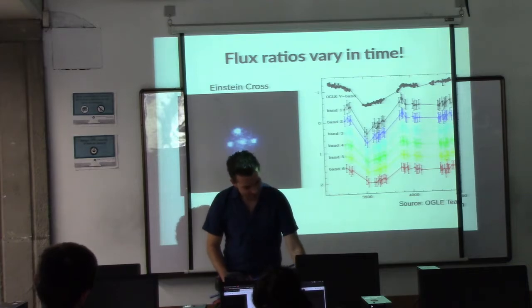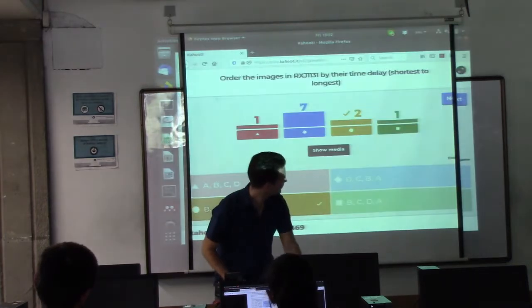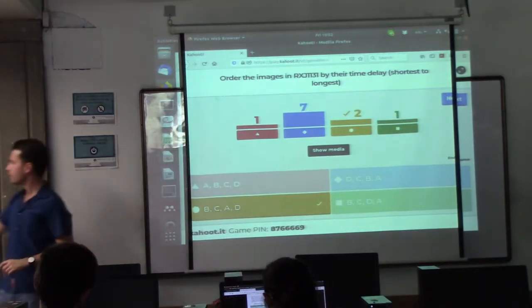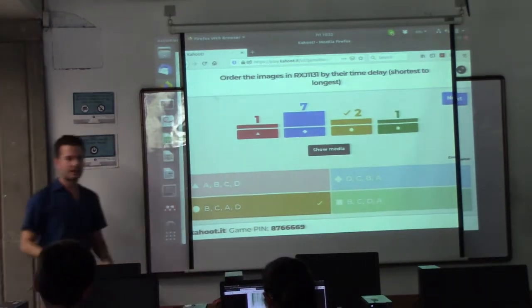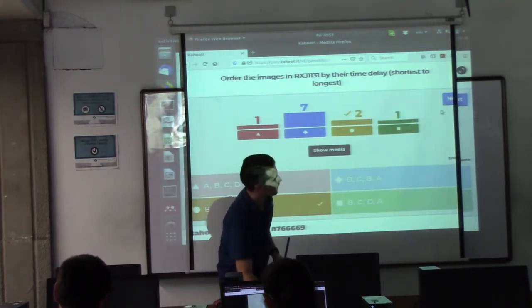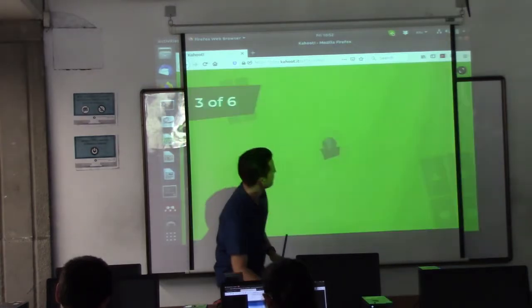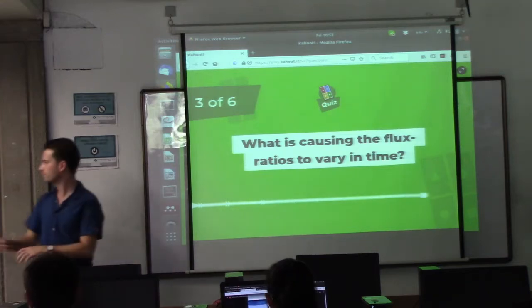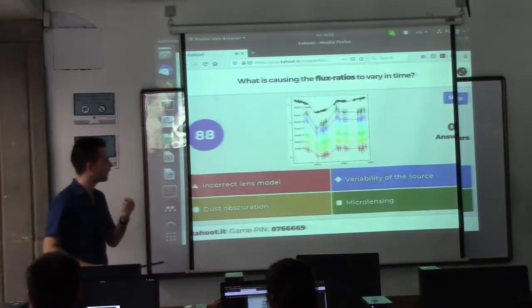So it's scout time again. Something in these lensed quasars can happen to single images. What do you think it is? What is causing not the fluxes, but the flux ratios to vary in time?